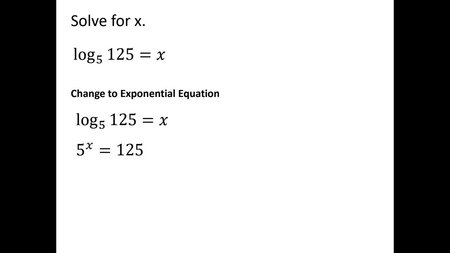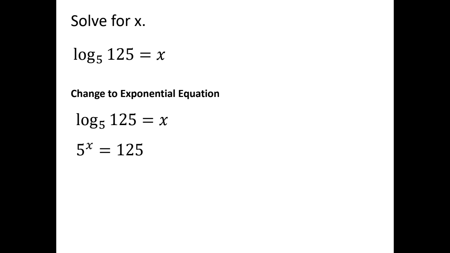The input of the log, which is 125, becomes the output or the answer of the exponential equation, which is 125. And the answer of the log or the output of the log becomes the input of the exponential version of the base 5. So now, if you don't see it right away, I can use other properties in order to solve this.